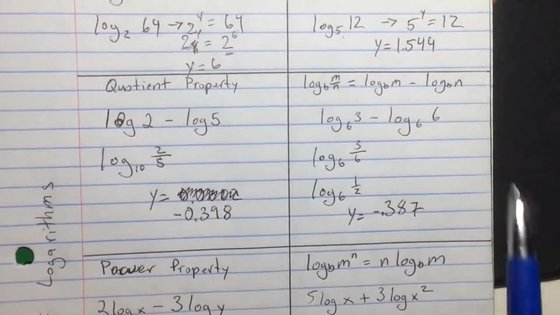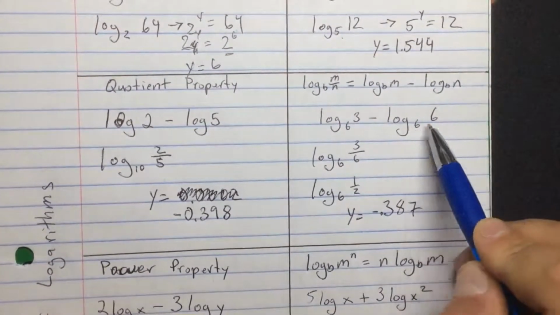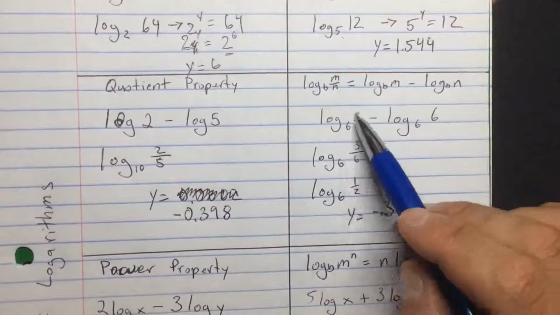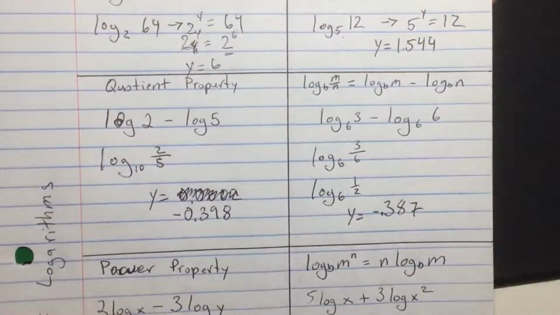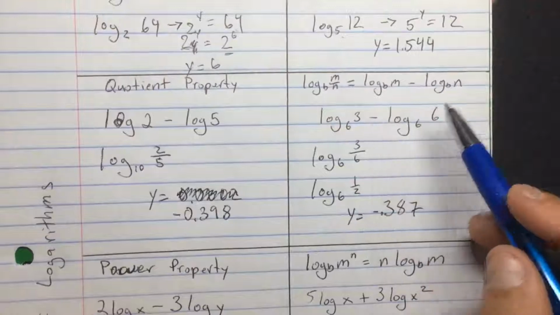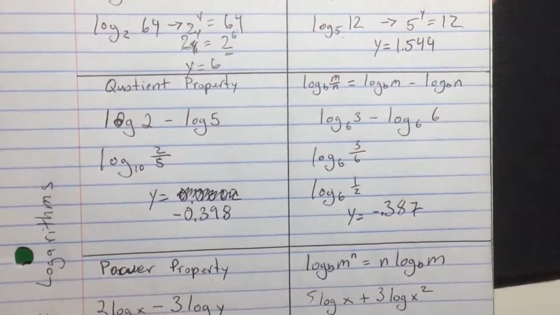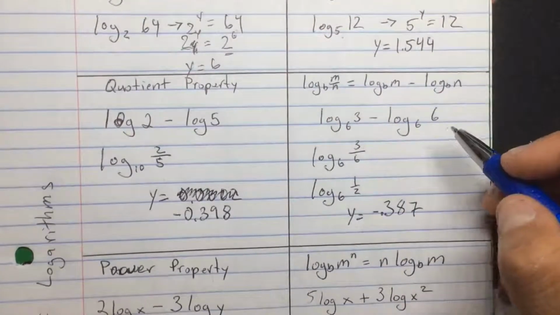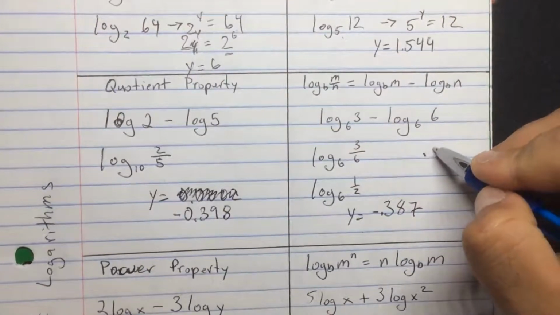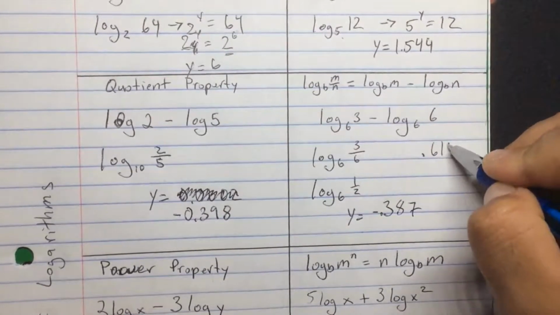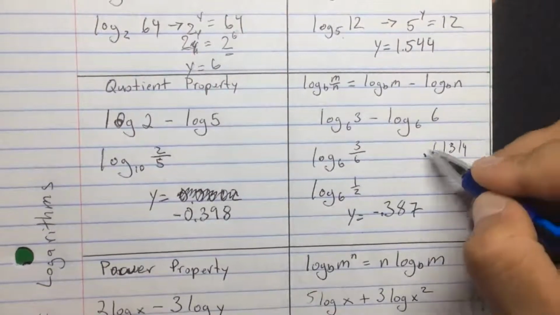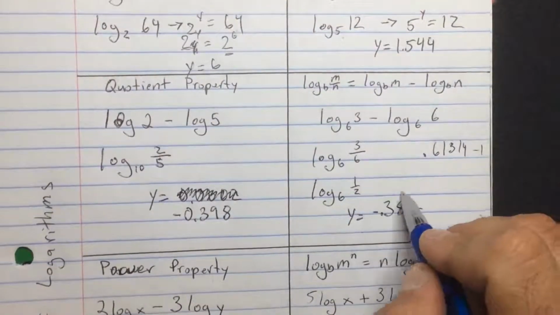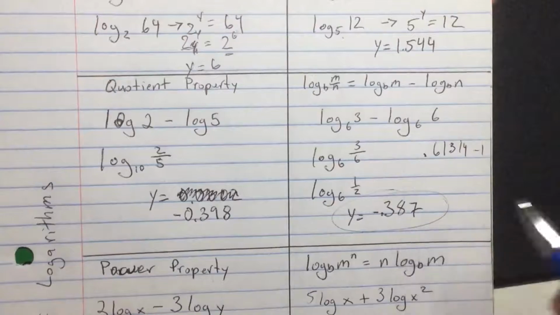But what I was going to say earlier is that whenever you have a log base of a number of the same number, this is actually just equal to 1. So we would just have to find out what this is here, because it would just be minus 1 at the end. If I look up log base 6 of 3, it's 0.61314. And then you also have the minus 1 here, so subtract 1 from this, and that will give you the negative 0.387 that you need.